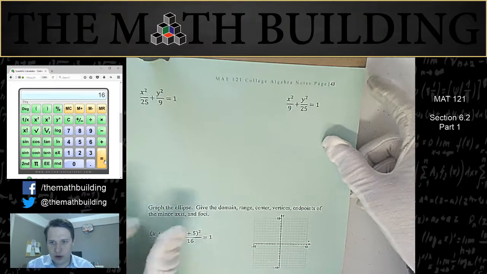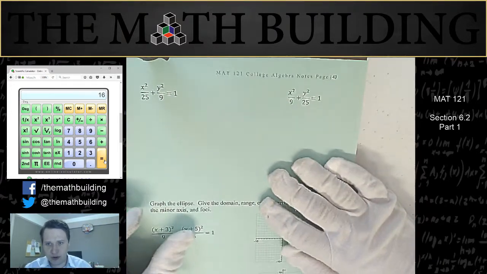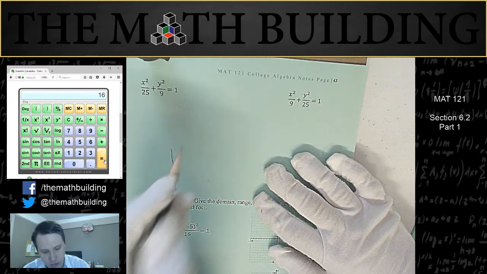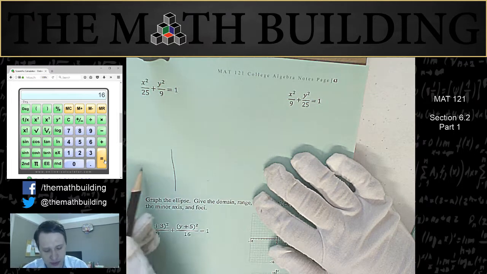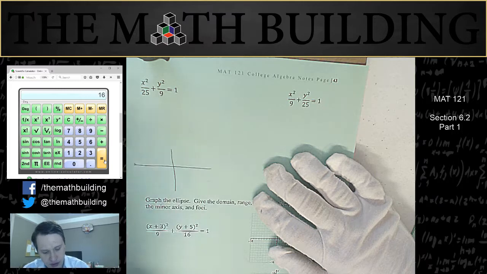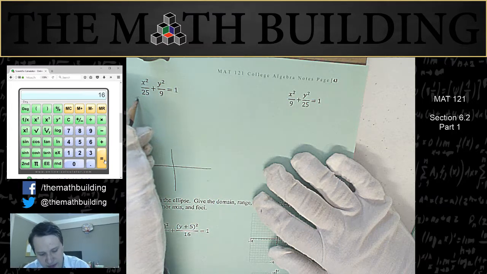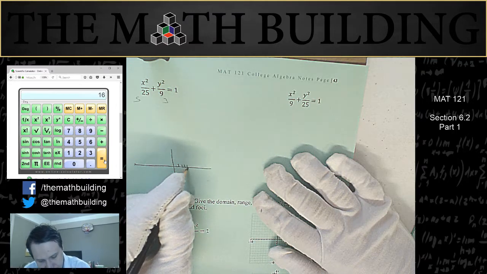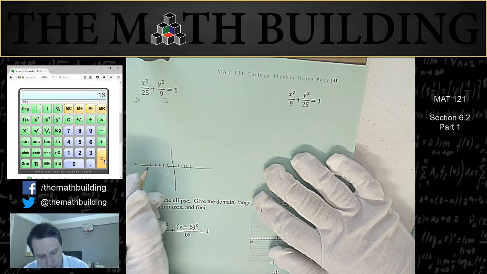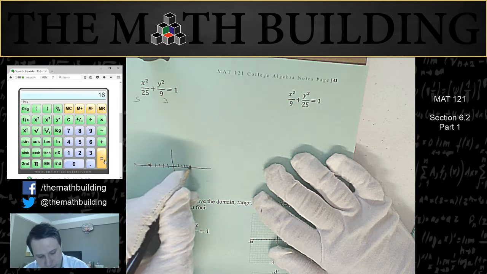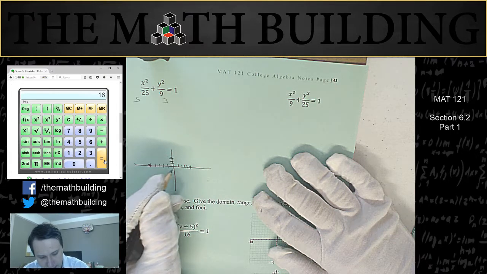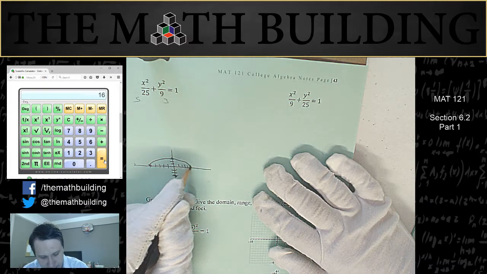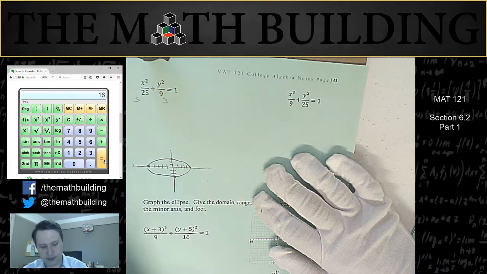It is x squared over 25 plus y squared over 9 equals 1. Let's see what the intercepts are. Notice it equals 1, so we don't have to do anything. The square root of that is 5. The square root of 9 is 3, so it's going to be over 5, up 3, down 3. And there's our happy little ellipse, just like that.